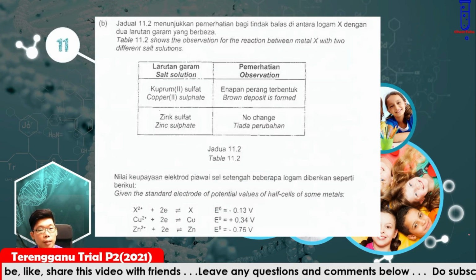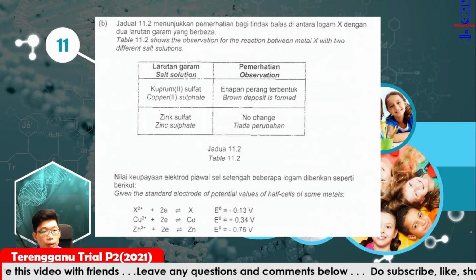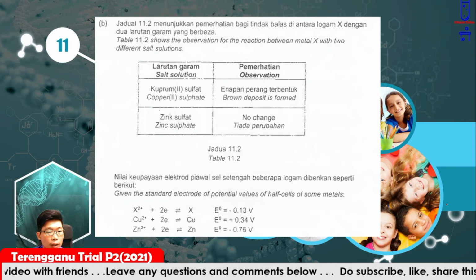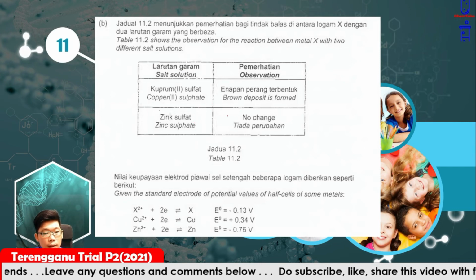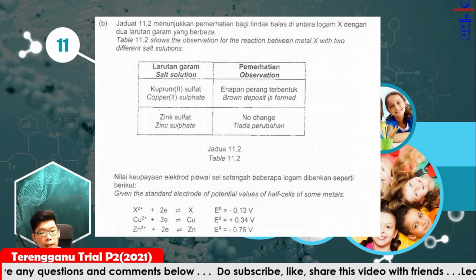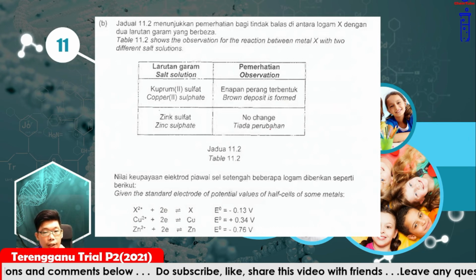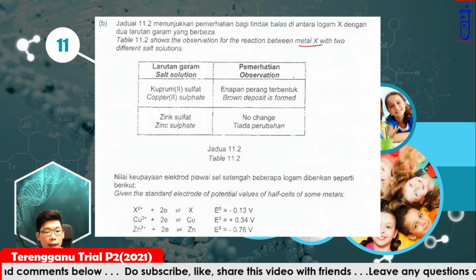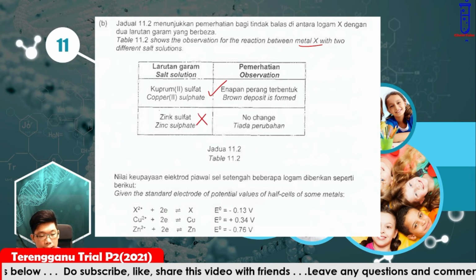Now the table shows the observation for these 2 reactions between the metal X with 2 different salts. Copper(II) sulfate, and then zinc sulfate. With copper(II) sulfate, a brown deposit is formed. Meanwhile for zinc sulfate there is no reaction. So metal X can react with copper(II) sulfate but cannot react with zinc sulfate.